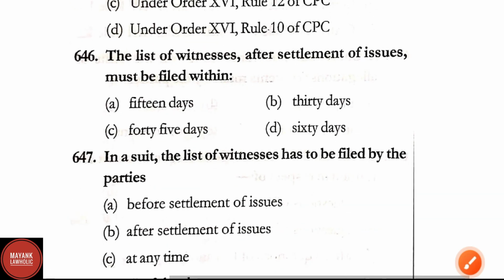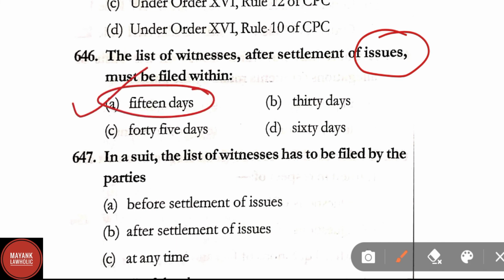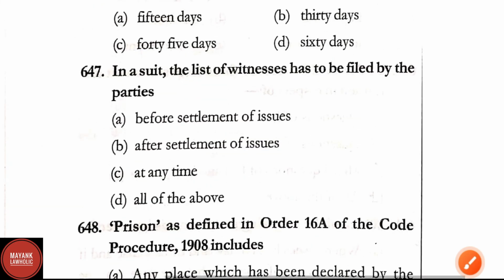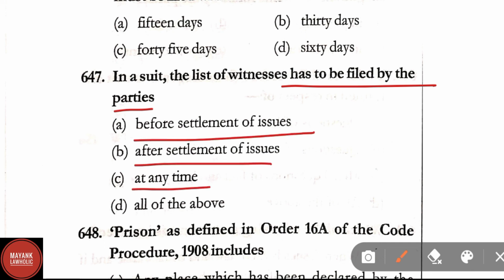Question number 646. The list of witnesses after the settlement of issues must be filed within. Here correct answer is option A, that is 15 days. Question number 647. In a suit, the list of witnesses has to be filed by the parties. Option A, before the settlement of issues, after the settlement of issues, at any time and all of the above. Here correct answer is option B, that is after the settlement of issues.